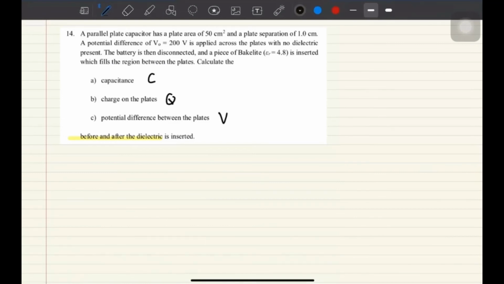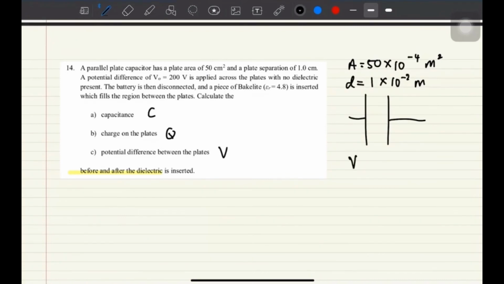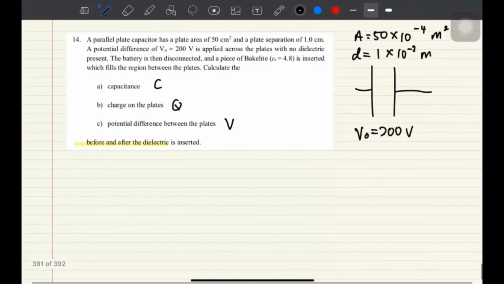Kita lukis, I try to draw the plates. Area dia adalah 50 cm. So I straight away change to SI unit, so 10 negative 4. And d is equal to 1, I change to meter, 10 negative 2 meter. Potential difference V0 sama dengan 200 volt, kalau tak ada dielectric lah. The battery is dikatakan okay. Question A.